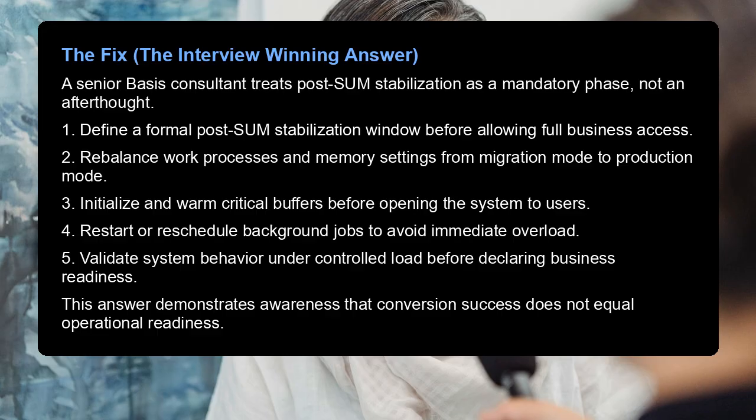3. Initialize and warm critical buffers before opening the system to users. 4. Restart or reschedule background jobs to avoid immediate overload. 5. Validate system behavior under controlled load before declaring business readiness. This answer demonstrates awareness that conversion success does not equal operational readiness.